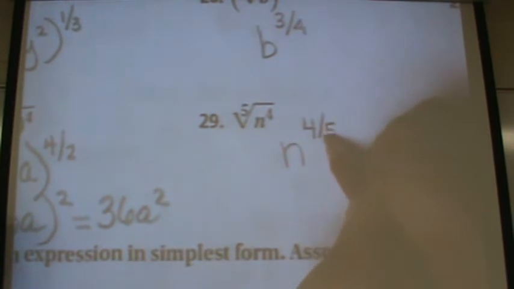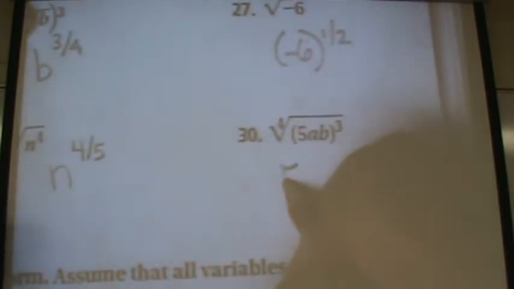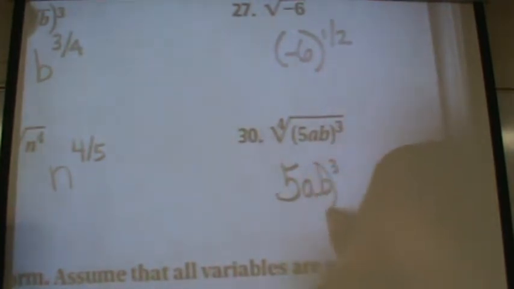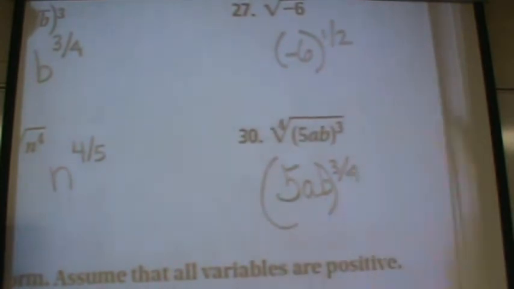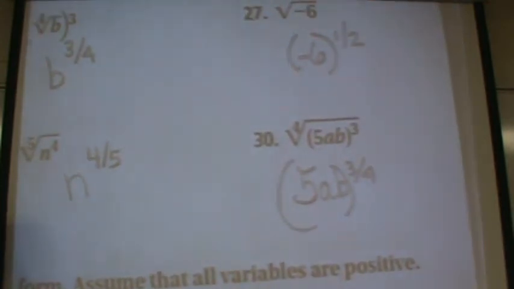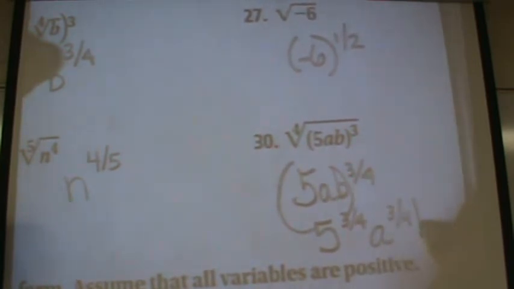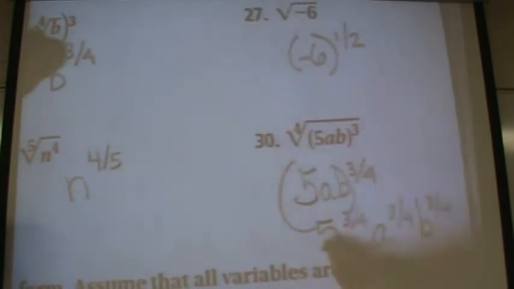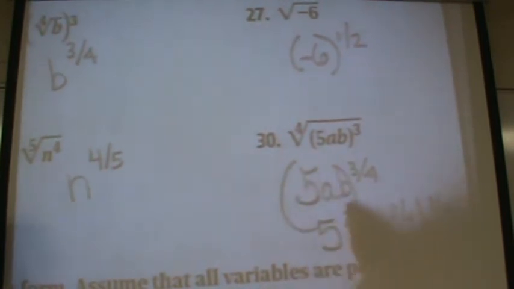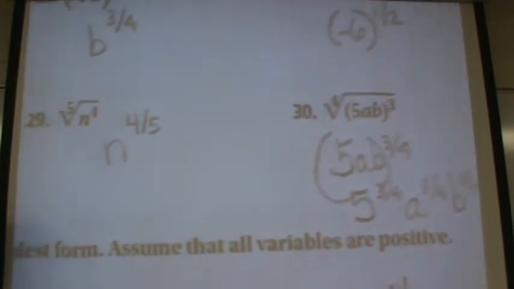29 is n to the what power? 4/5. And 30, we're going to write 5ab cubed. Whoops, ab cubed. 3/4 power. Now what you could do also is distribute. You could write 5 to the 3/4 power, a to the 3/4 power, and b to the 3/4 power. So both of these are good answers. It's simpler just to put it all in parentheses, and it's to the 3/4 power.